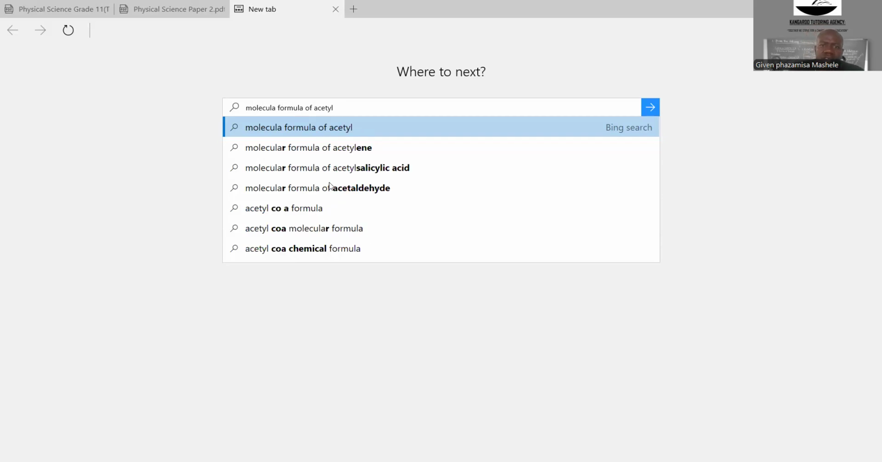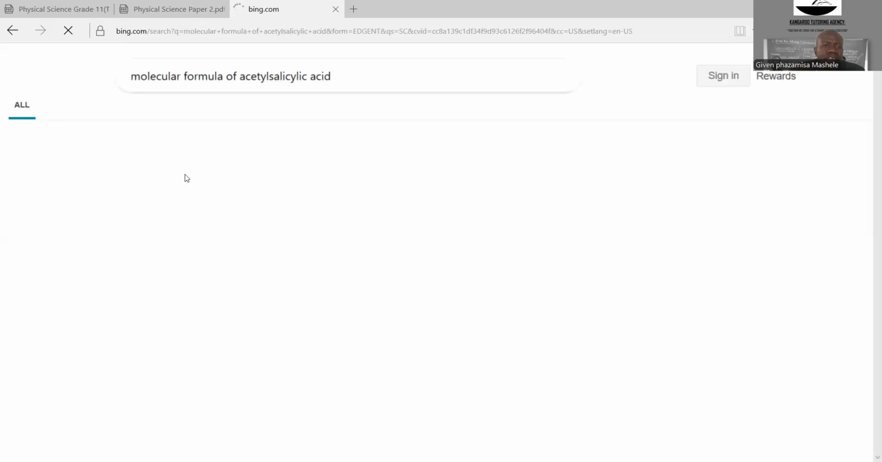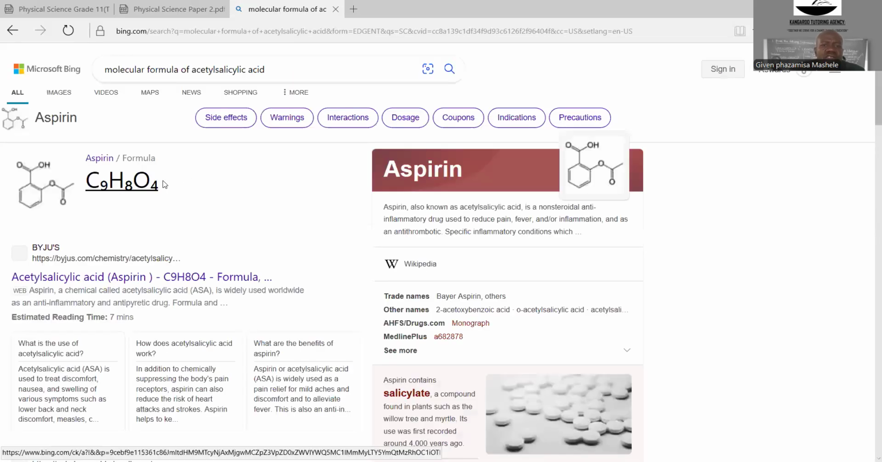Okay, salicylic acid. Yes, it's C9H8O4. So this is the correct one. This is the molecular formula of salicylic acid, so it means everything's right.